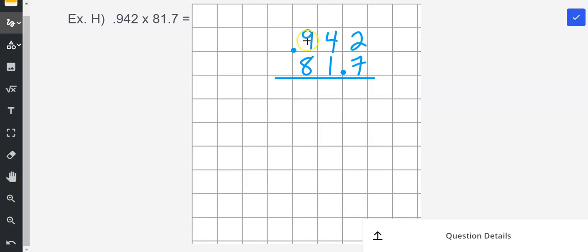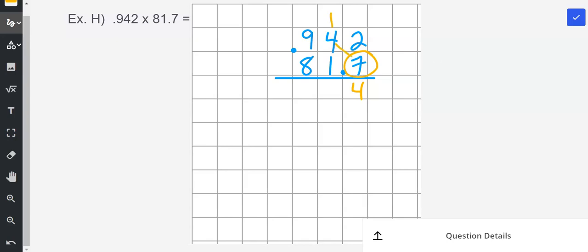Example H, 942 thousandths multiplied by 81 and 7/10. First, I'm going to multiply 9, 4, and 2 by 7. So 2 times 7 is 14. I put a 4 here and I carry the 1.